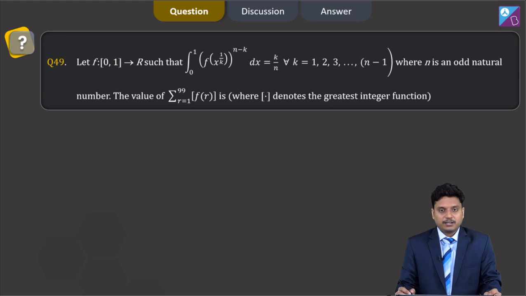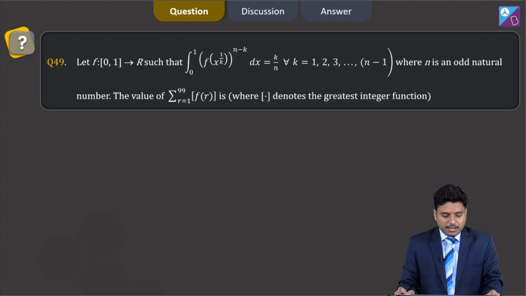Now the next 6 questions are from the numerical section, and in the numerical section, these are numerical value based questions. The answer will be within 2 decimal places. So let's try question number 49.